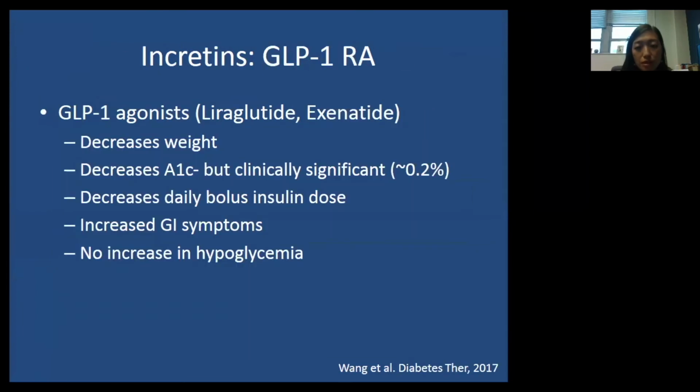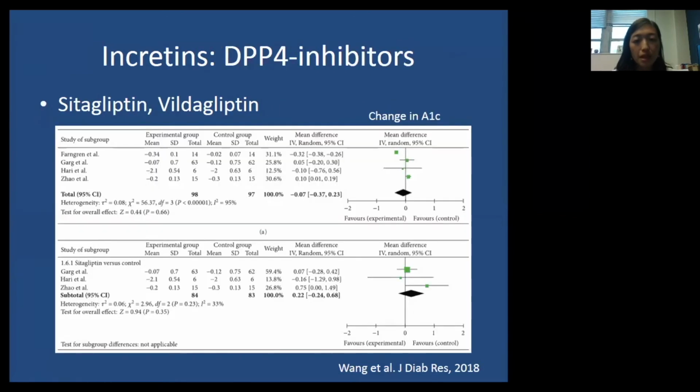With the GLP-1 receptor agonists and the SGLT2 inhibitors that I've discussed, they are not currently FDA approved for type 1 diabetes use at this time. The DPP-4 inhibitors that have been studied include sitagliptin and vildagliptin.